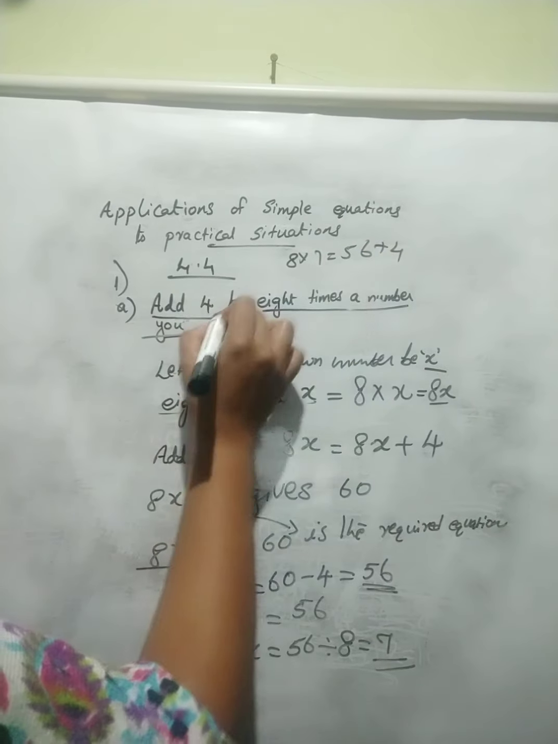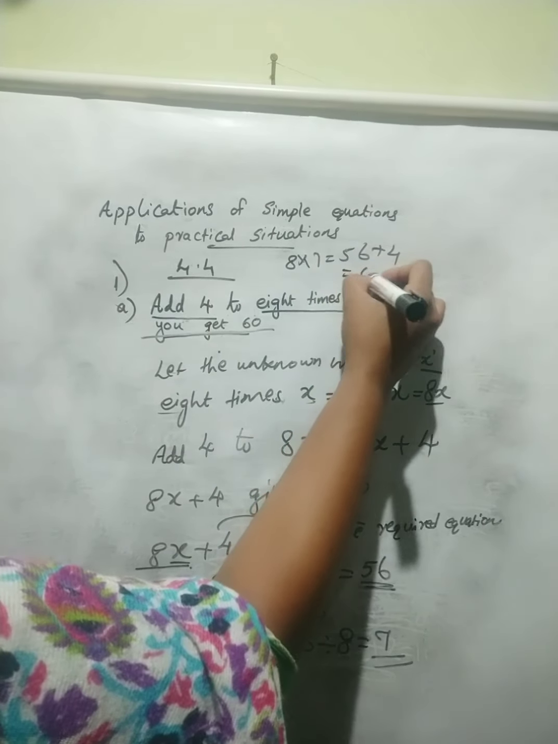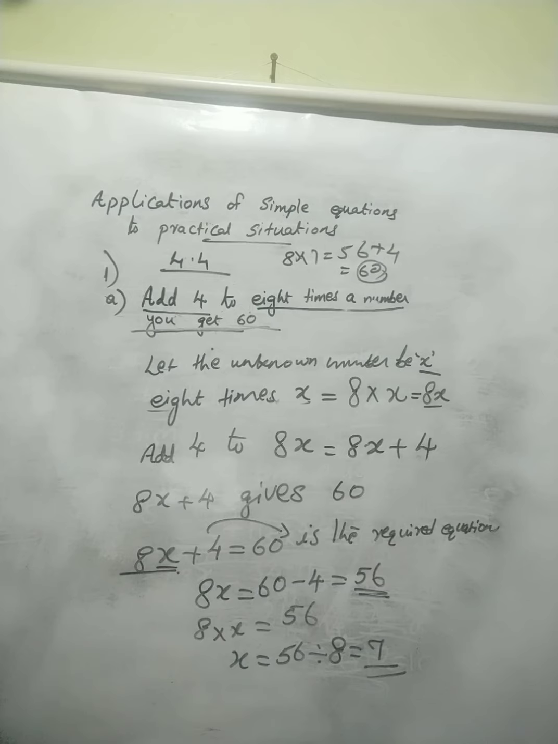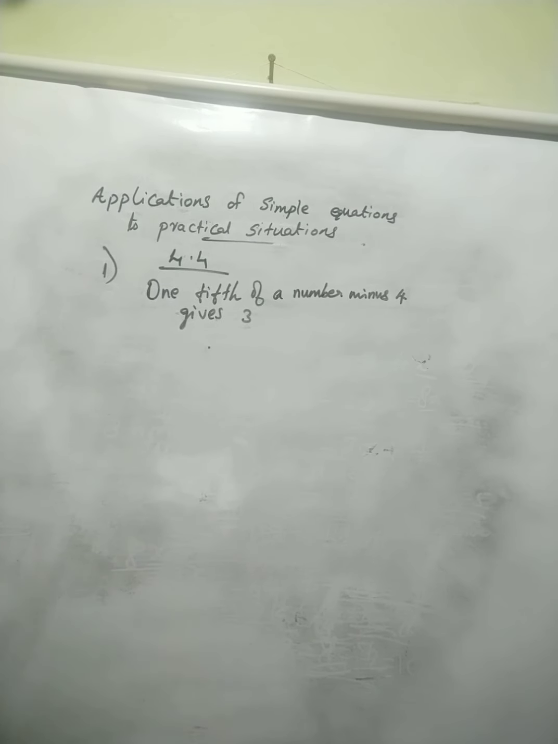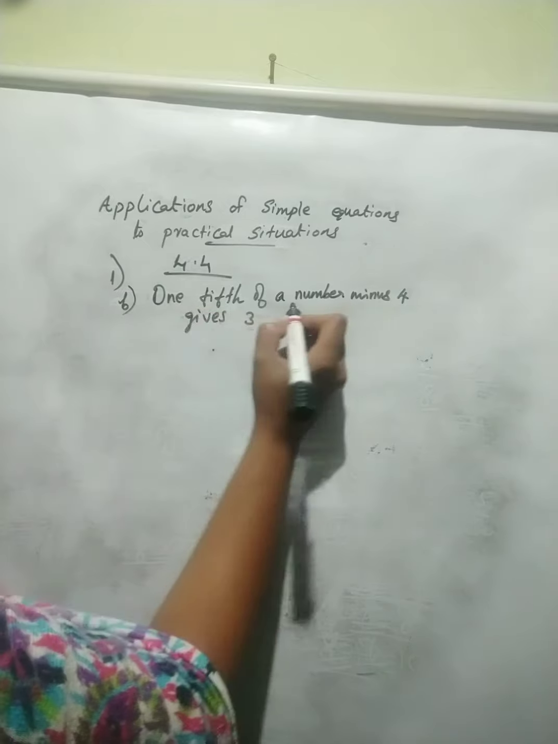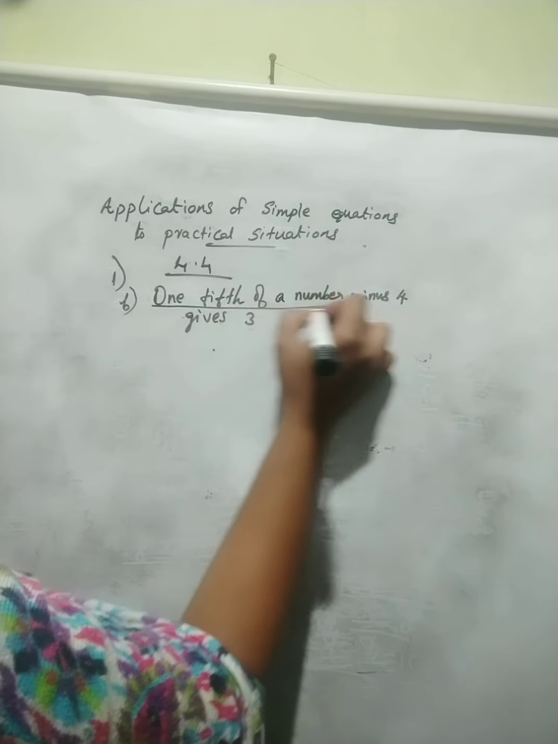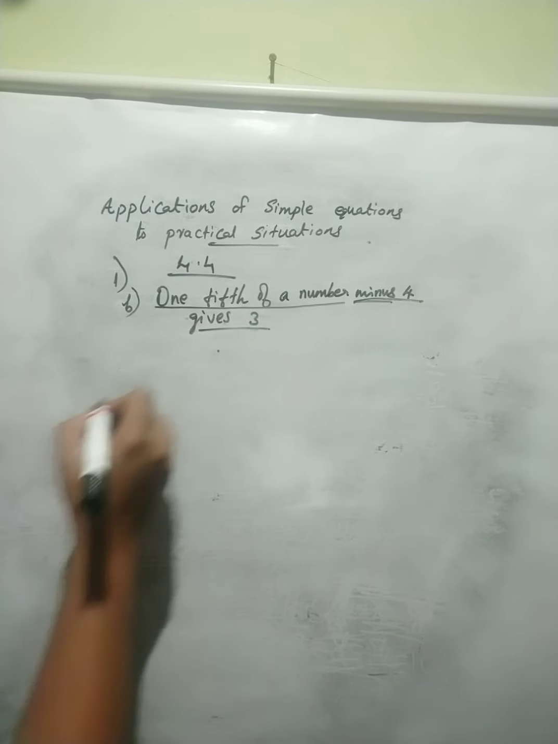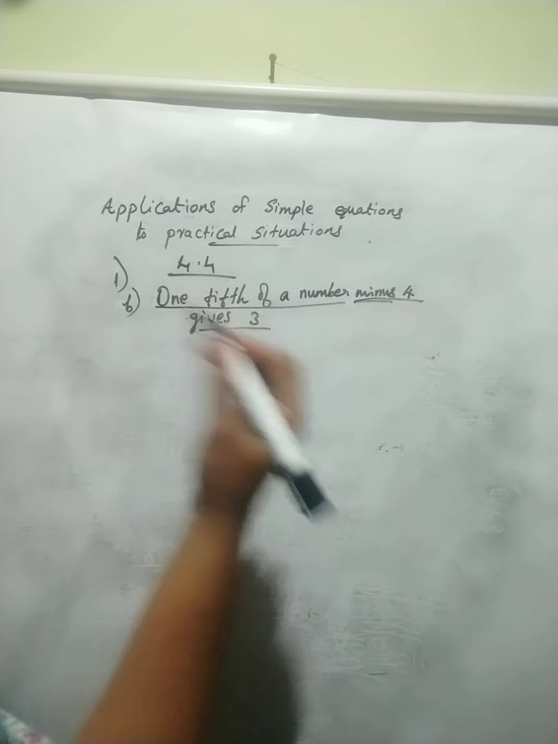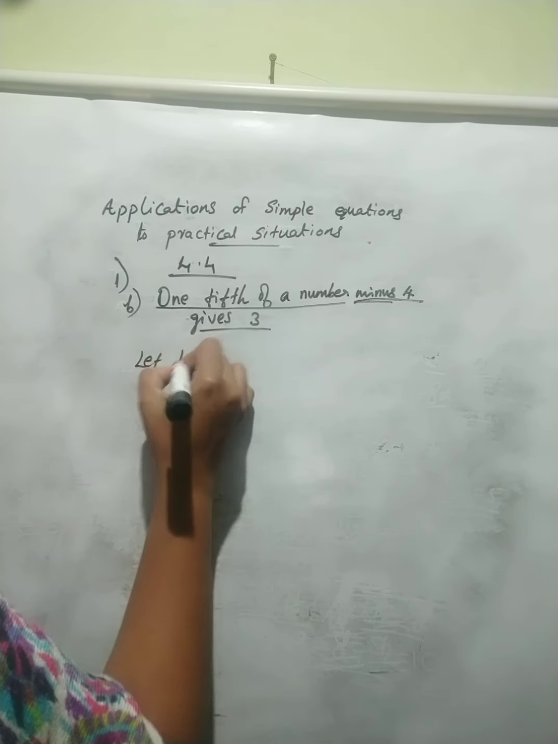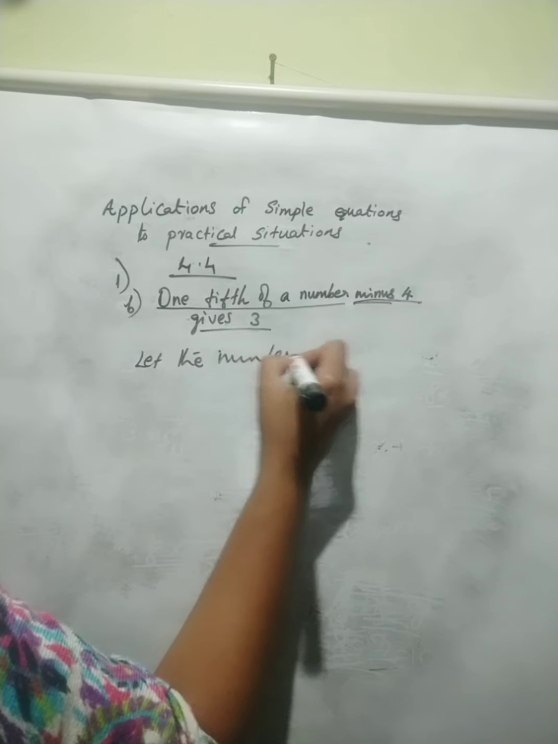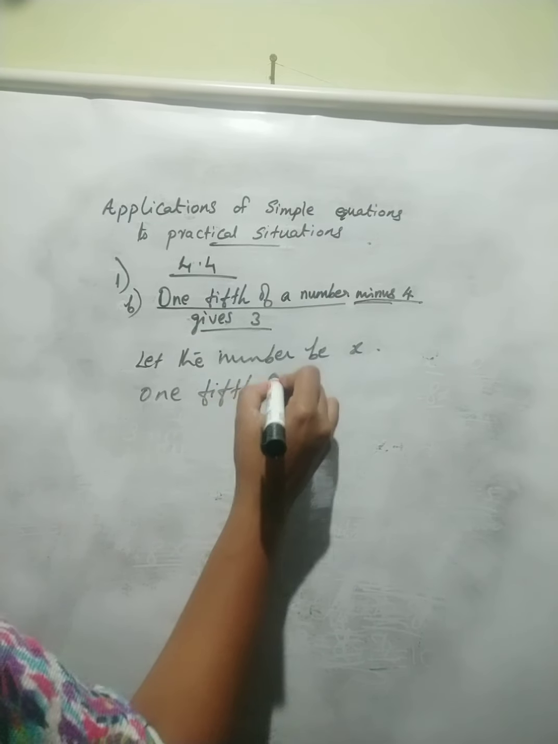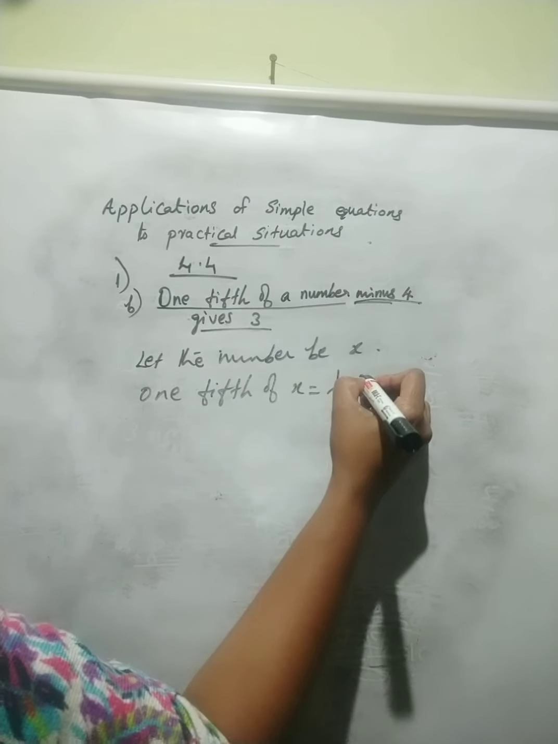56 plus 4. Add 4 to 8 times the number. That is 60. So we got, you get 60. Okay. This is the solution of question number A. Question number B. 1/5 of a number minus 4 gives 3. So we don't know that number. Let the number be x. So 1/5 of x is equal to 1/5 of x.